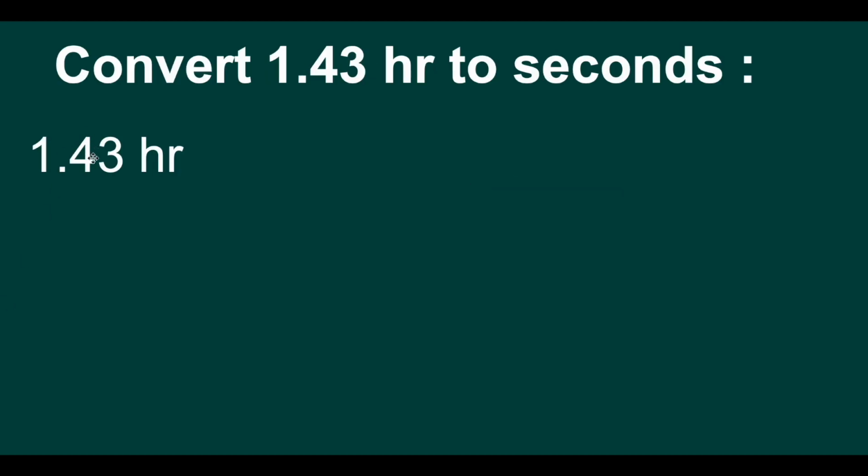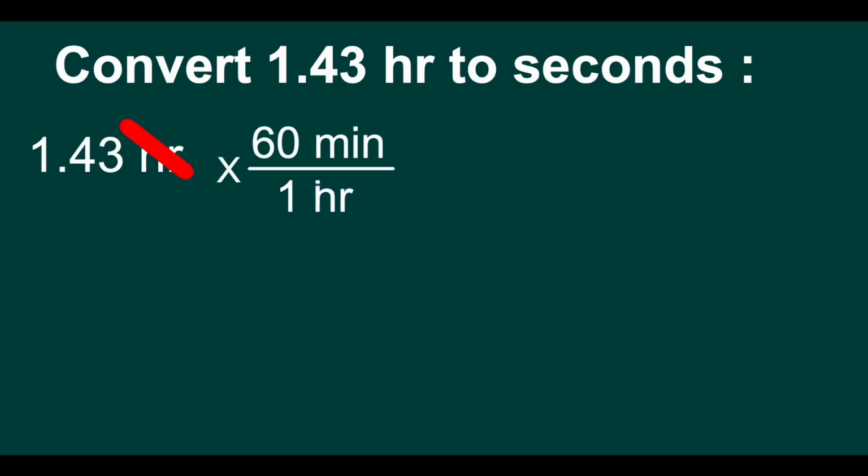So I want to look at converting 1.43 hours into seconds. Well, I'm first of all going to bring in my ratio of 60 minutes for each hour. This number that I've brought in, this ratio, is simply the number 1, because 60 minutes over 1 hour is in fact just the number 1. Now the reason why we've brought that in is because I have hours on the top, I have hours on the bottom. Those cancel off.